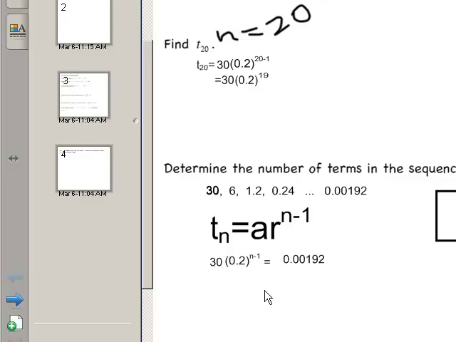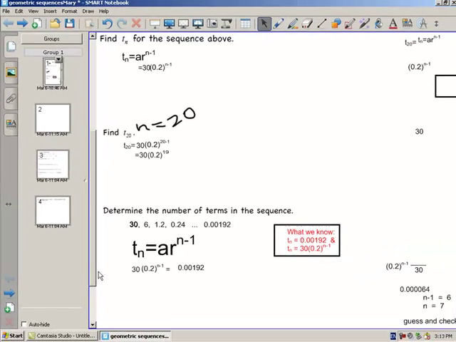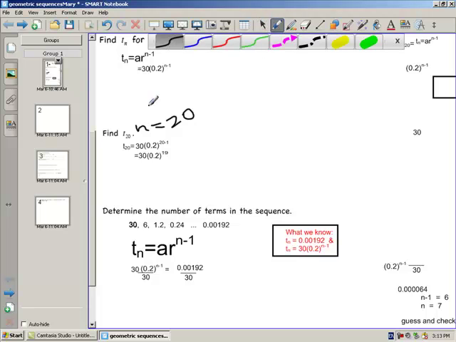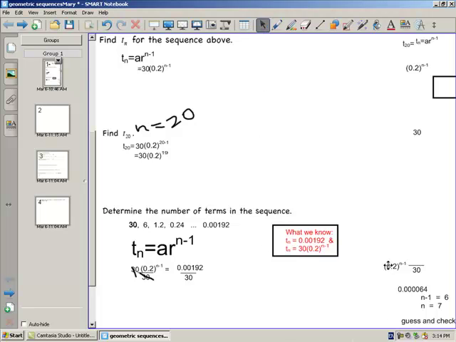Now, we have an equation. We're good at solving equations. To isolate the power, what will I do? I will divide both sides by 30 so that I isolate the power. So the left side gets divided by 30 and the right side gets divided by 30. Having done that, we will get this 30 cancelling, and we will end up with just the 0.2 to the n minus 1 on the left side of the equals, and on the right side of the equals we will have the value when these two are divided.